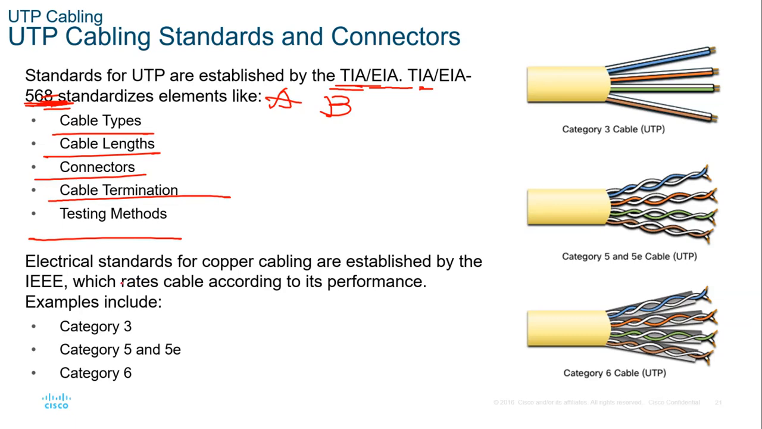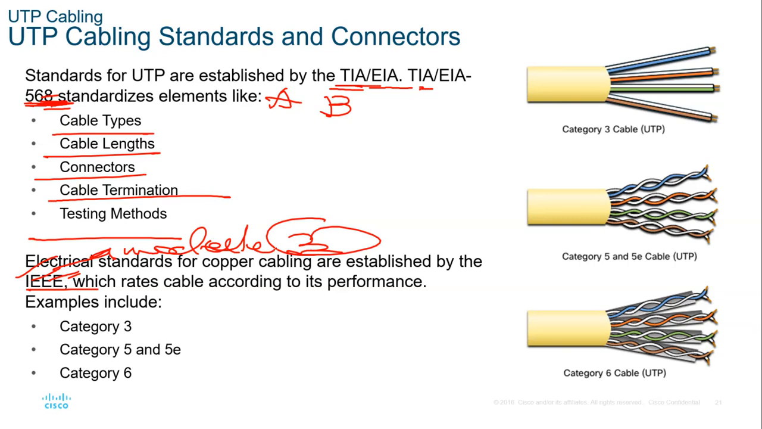So electrical standards for copper cabling are established by IEEE. I remember giving the assignment to go and look at those standards. So what does IEEE stand for? I refer you to module 3, you will get to know.